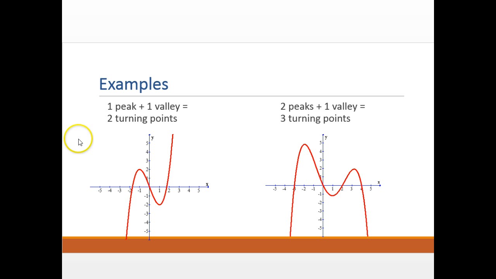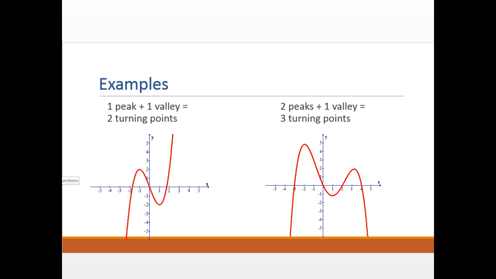Let's look at an example. In this example here on the left, we have one peak and one valley. One peak and one valley gives us simply two turning points. In this example on the right, we actually have two peaks and one valley, so we have three turning points.